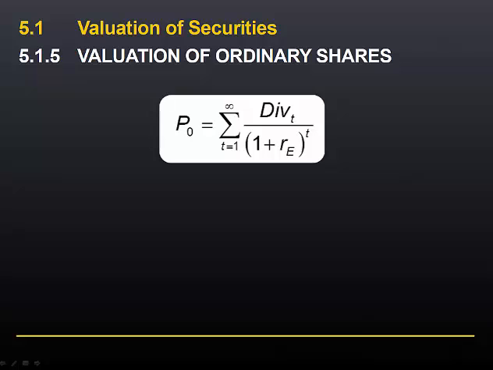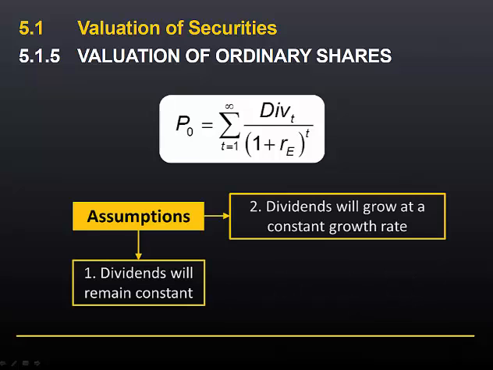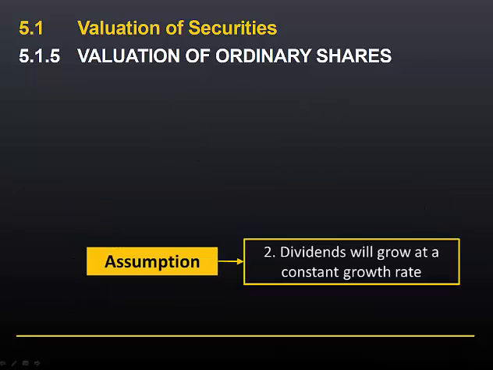But because it's impractical to calculate the present value of an infinite stream of dividends one by one, we need to make assumptions about the future behavior of dividends. As we noted in the previous module, the assumptions are that dividends will remain constant, or that they will grow at a constant growth rate. In this module we will focus on the second of those assumptions.